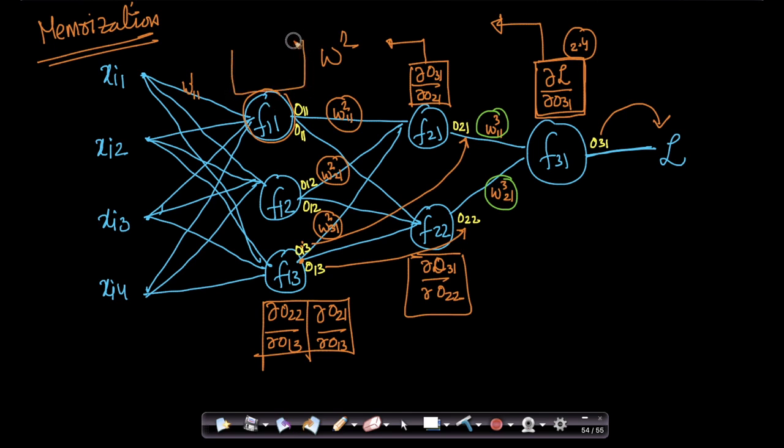Let's see an example again. One more example, right? My O11 goes and impacts O21. So I will store derivative of O21 with respect to O11. My O11 will go and impact O22 again, right? It also impacts O22. So I'll store derivative of O22 with respect to O11. And both these derivatives are required in all the levels below this.